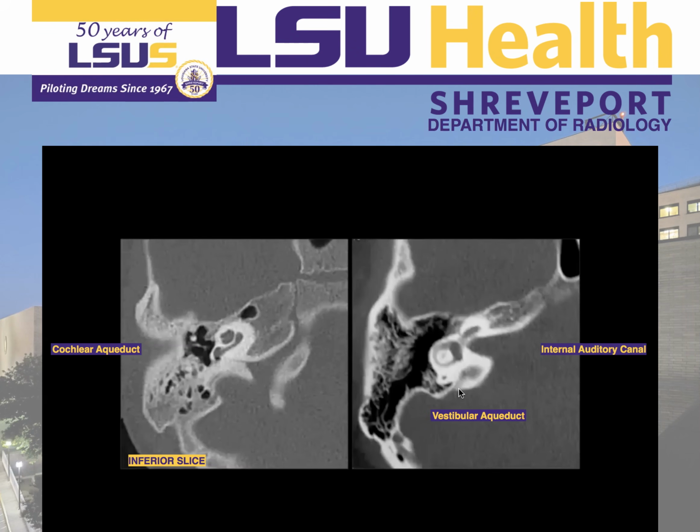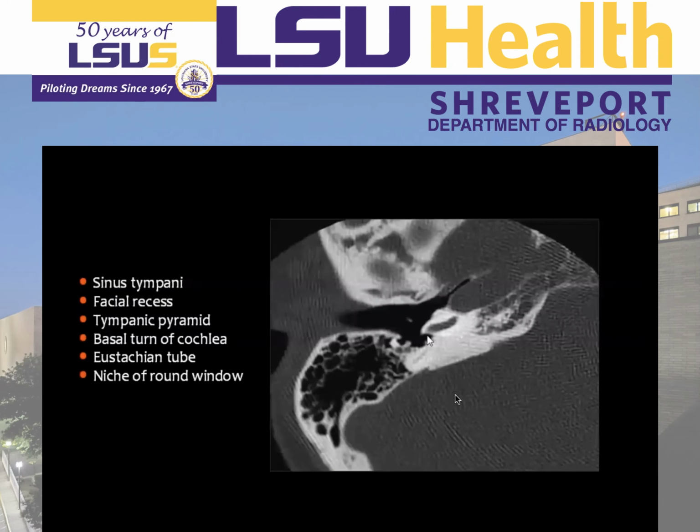And if you see here, you can start to see the vestibular aqueduct, but it's not so good to see here. I'm going to show you better images later, okay? So again, this is the basal turn of the cochlea, and on its tip, you can see this dot of air that is the round window, okay?